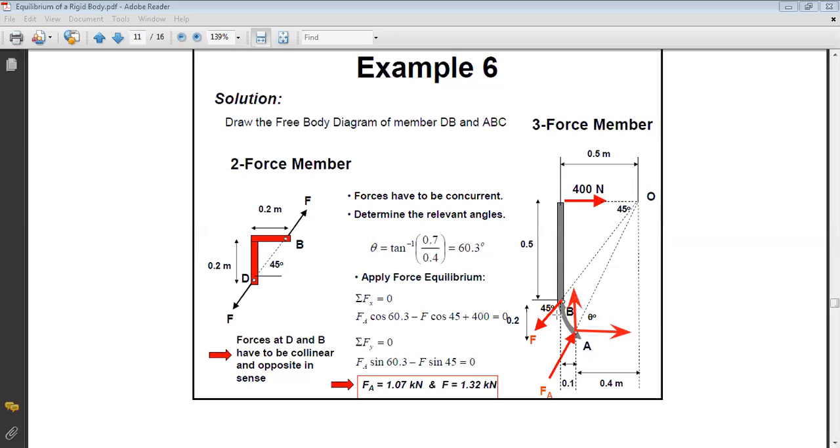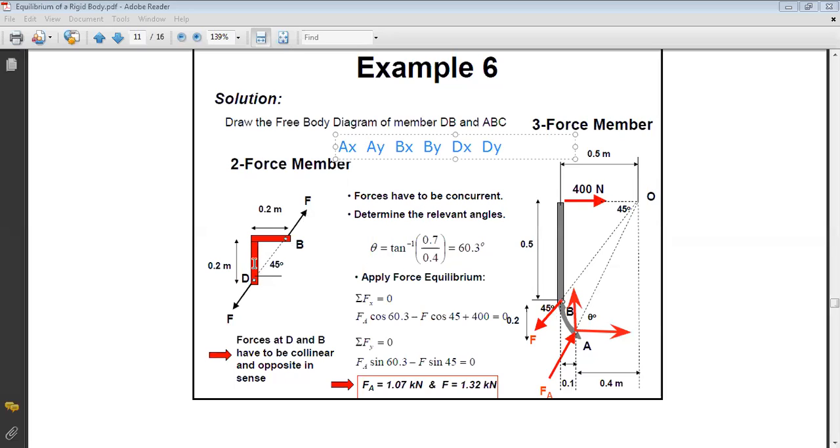And if I didn't notice the two-force member at all, and if I didn't use the concept of the two-force member, it will be much more complex. Why? Because I will have 6 unknowns, which are AX, AY, BX, BY, and DX, DY. So I should write 6 equations in this case. What will be the 6 equations?